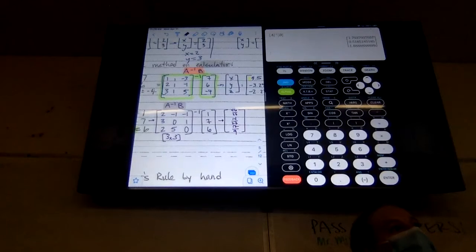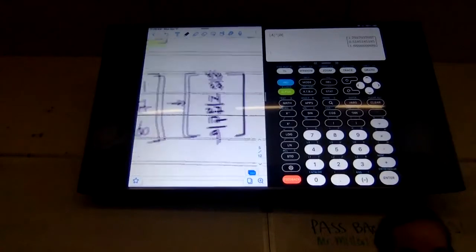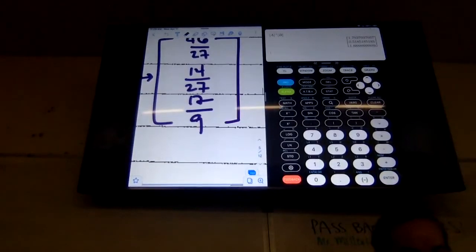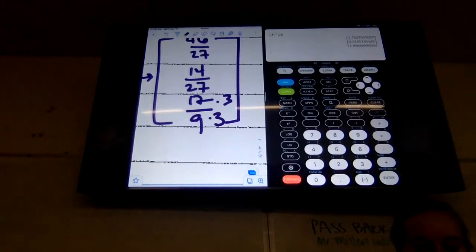Why isn't the bottom one over 27? Because it was simplified down. That's telling me that if this was over 27, it would have been multiplied by 3 on top and bottom. So it just could simplify down one more than the other ones could.